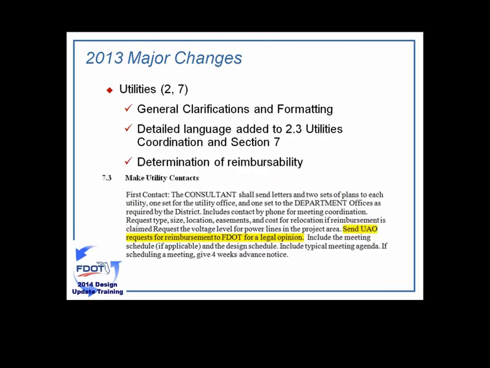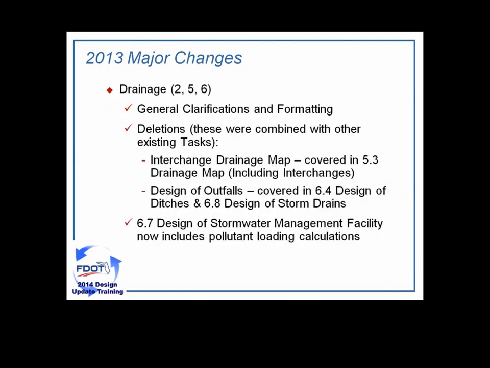Some of the tasks in the drainage section were combined during this update. The interchange drainage map is now included with the 5.3 drainage map. The design of outfalls is now covered in task 6.4, design of ditches, and 6.8, design of storm drains. Also, task 6.7 has been updated to now include pollutant loading calculations.